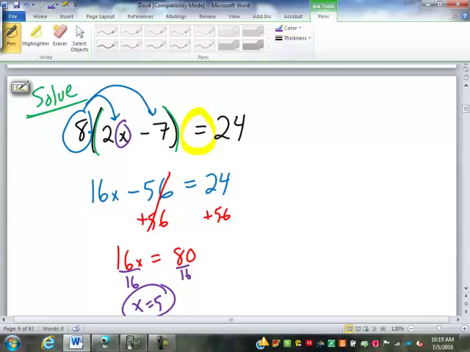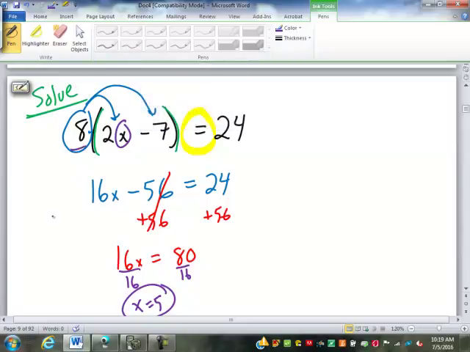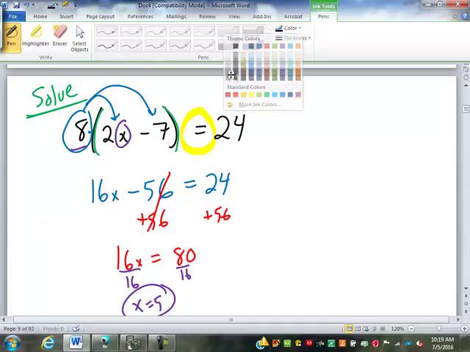Now, I have students in the past, there's always somebody who asks, couldn't we have divided the 24 by 8 and gone from there? On this one, it would work, but there are some where it would not, and we will get to those in a few minutes.